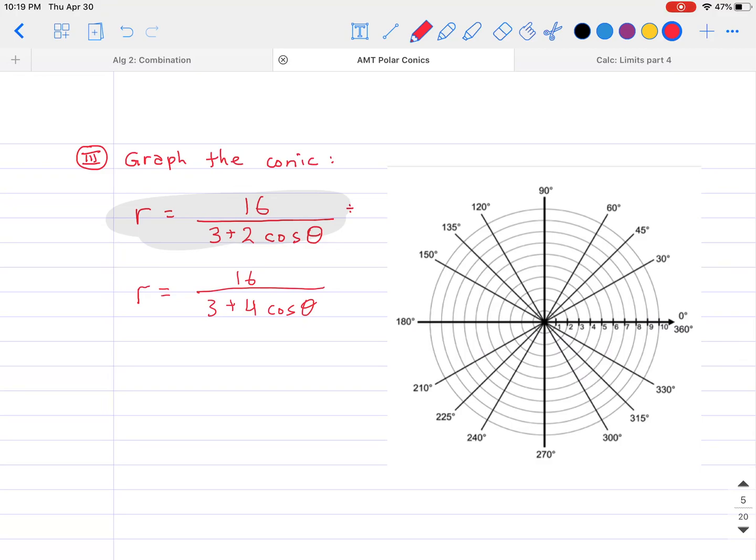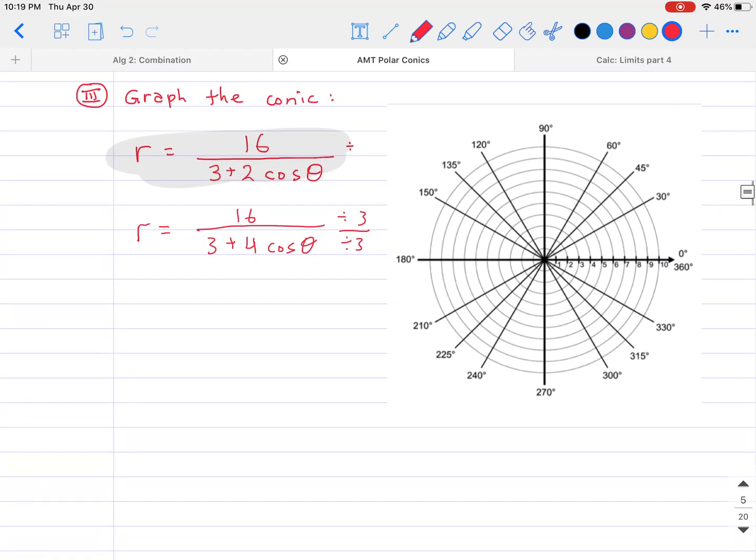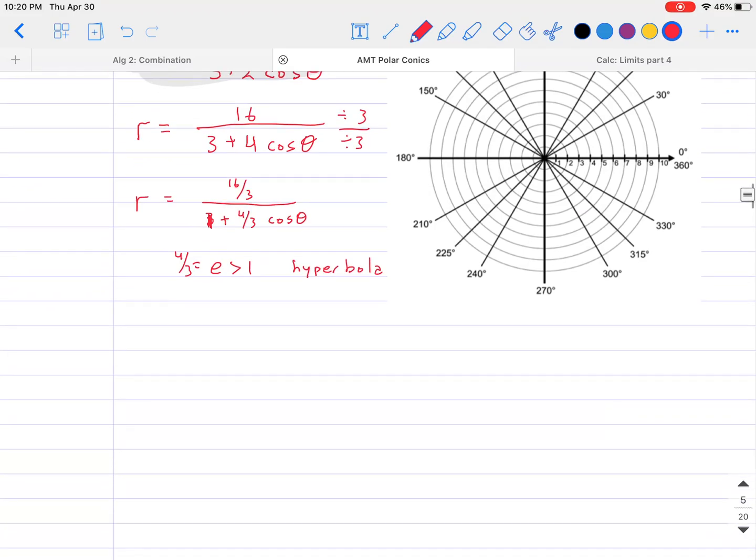Okay, here we go. First, again, we're going to go ahead and divide everything by the 3. And in this problem, the numbers are not going to come out nice, unfortunately, because I just came up with these numbers on the spot. So if we divide by 3, we get r is equal to 16 over 3 divided by 1 plus 4 over 3 cosine of theta. So that tells me that e is a number that's greater than 1 because it's equal to 4/3. Therefore, the graph is going to be a hyperbola.